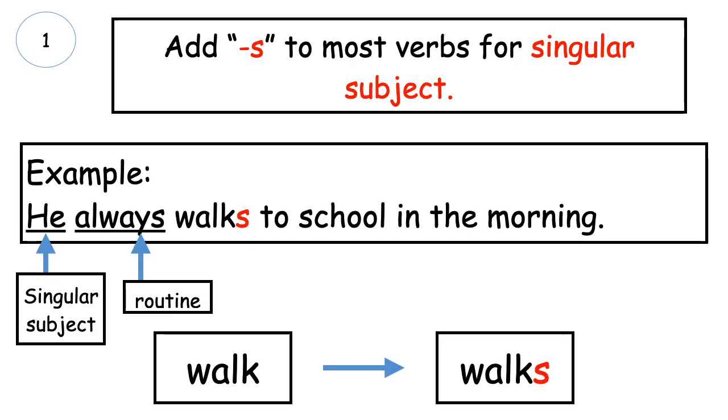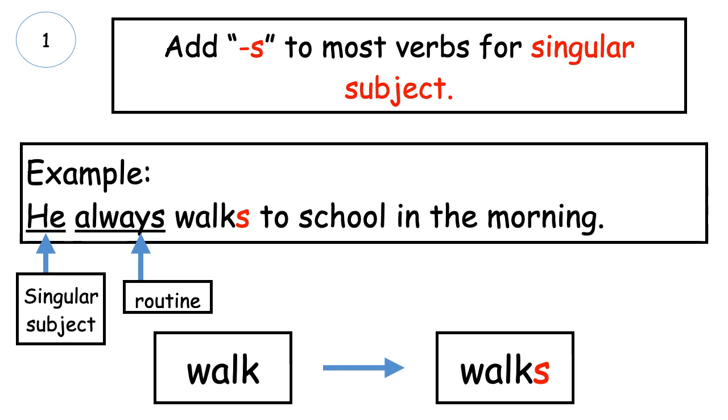Alright? So, for the first rule, add s to most verbs for a singular subject. Alright? So, let us look at the example. He always walks to school in the morning. Alright, always. Always here shows the routine. So we have to use simple present tense. So he is a singular subject. So the verb followed by he, which is walk, must have s.